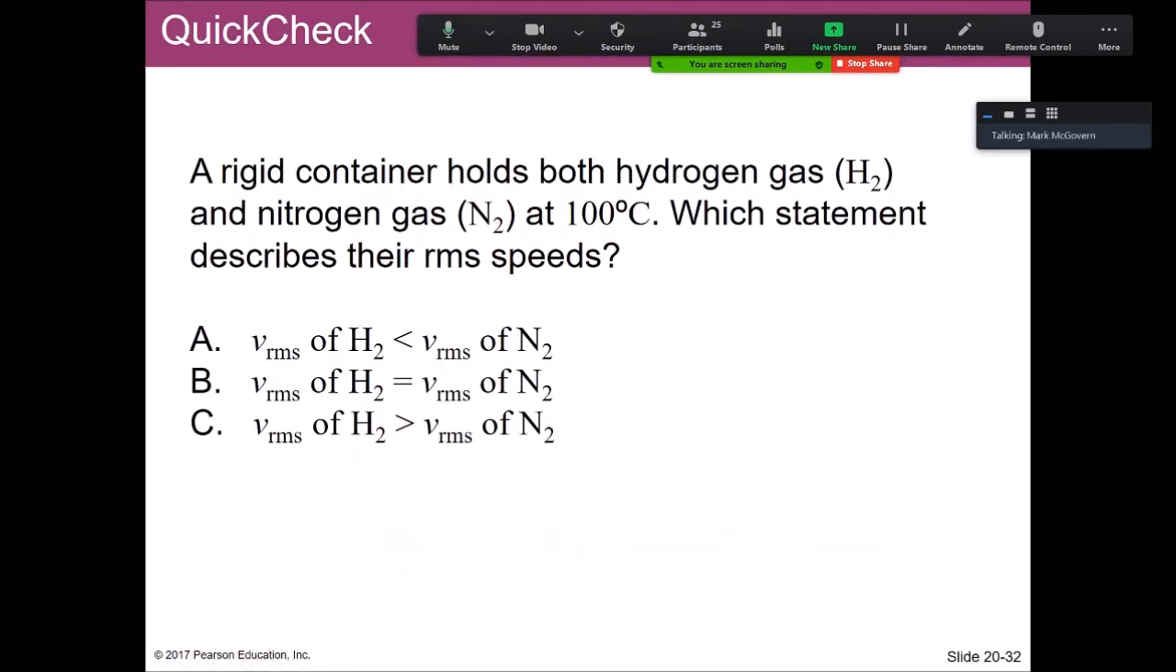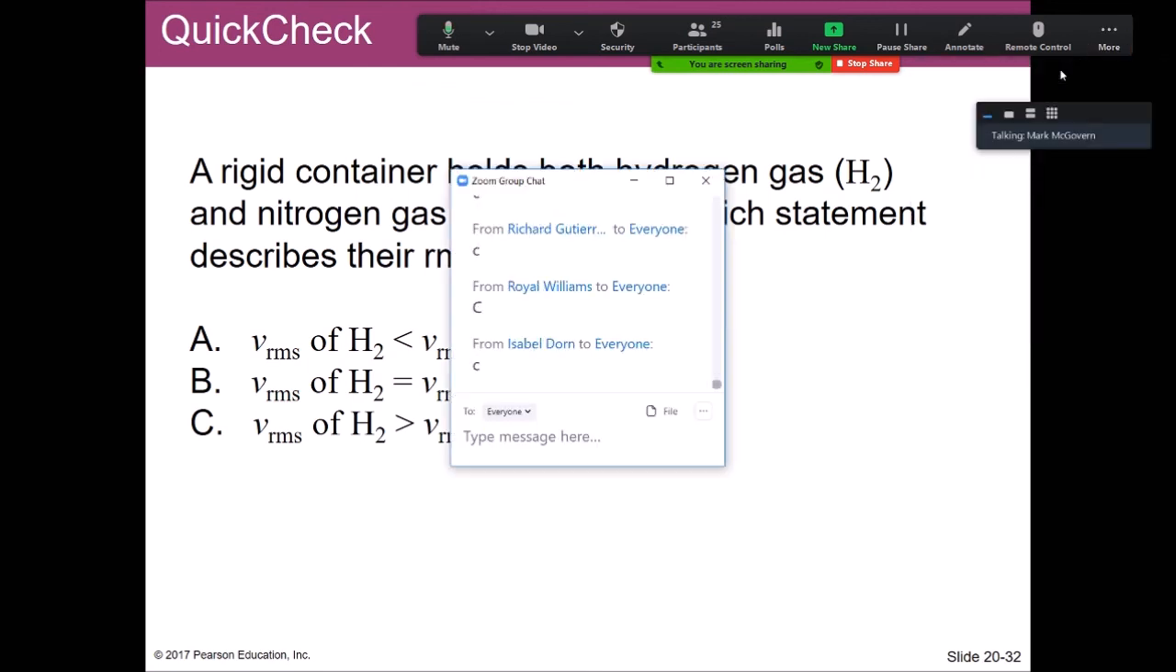All right, so we have a rigid container that holds both hydrogen gas and nitrogen gas at 100 C. Which statement describes their RMS speeds? So what's moving faster? There's a nice concept here, but there's also a mathematical reason as well. So let me know what you think.